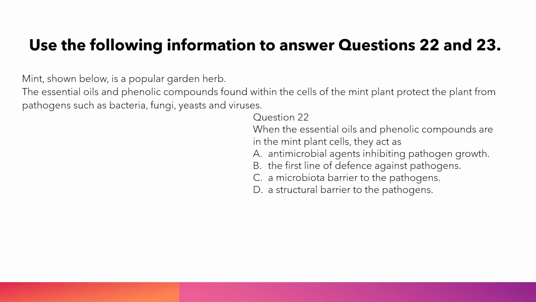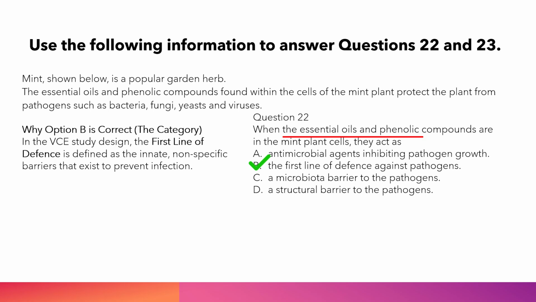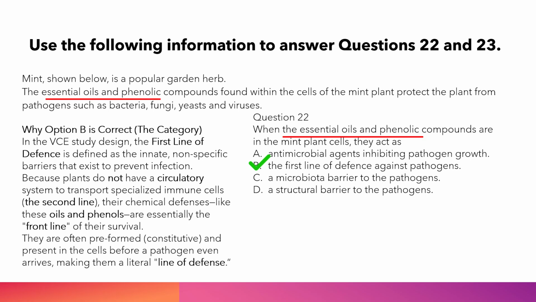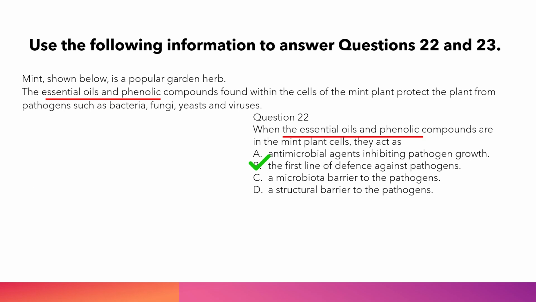Why option B is correct, the category. In the VCE study design, the first line of defense is defined as the innate, non-specific barriers that exist to prevent infection. Because plants do not have a circulatory system to transport specialized immune cells, their chemical defenses, like these oils and phenols, are essentially the front line of their survival. They are often pre-formed, constitutive, and present in the cells before a pathogen even arrives, making them a literal line of defense.